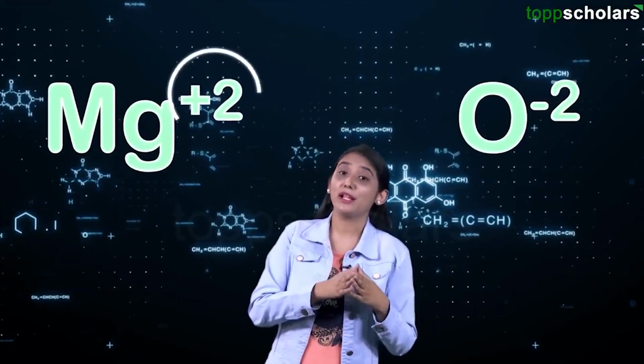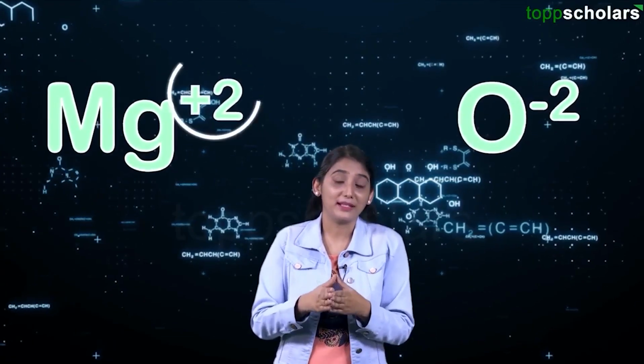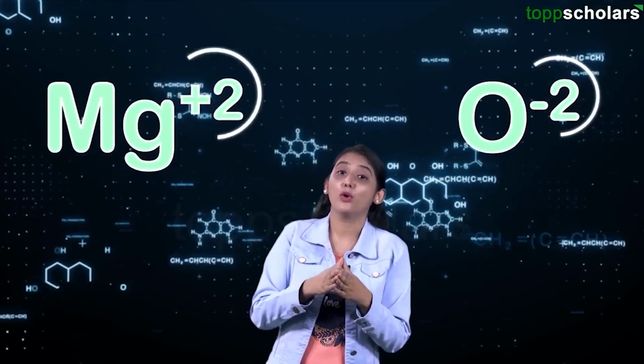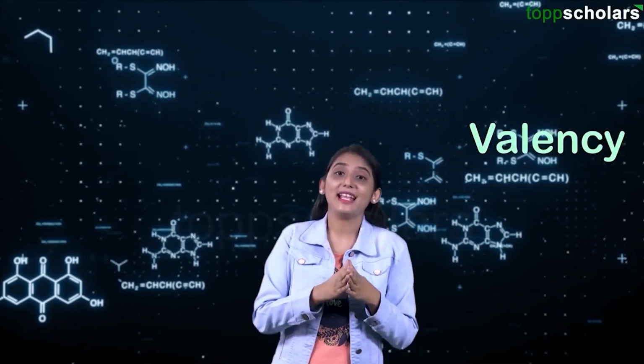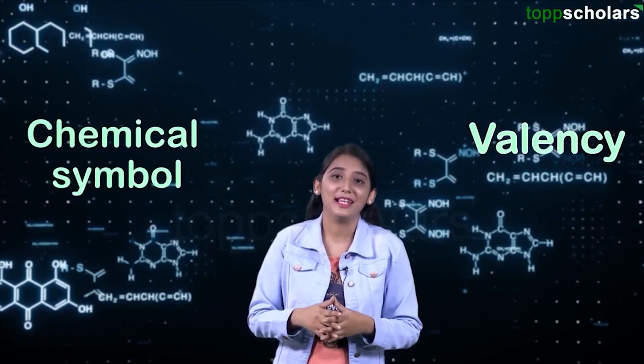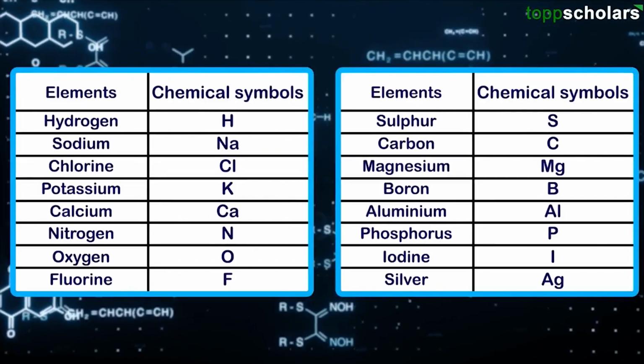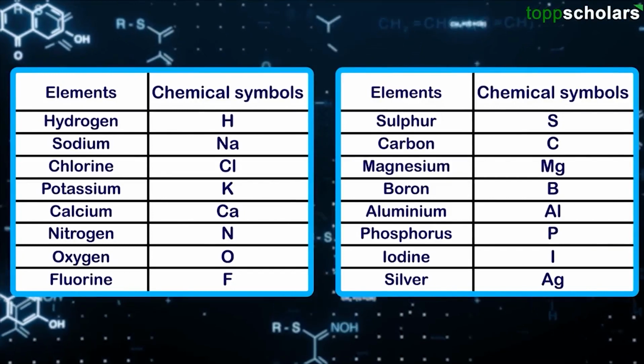Similarly, the formula for magnesium oxide is MgO and not Mg2O or MgO2. This is because the +2 charge on magnesium is balanced by the -2 charge on one oxygen atom. So the most important thing to remember is the valency and the chemical symbols of the elements. So let us have a look at the chemical symbols of some important elements. At the same time, the valency of the element also plays a very important role in determining the chemical formulae of a compound. So let's have a look at the valency chart.